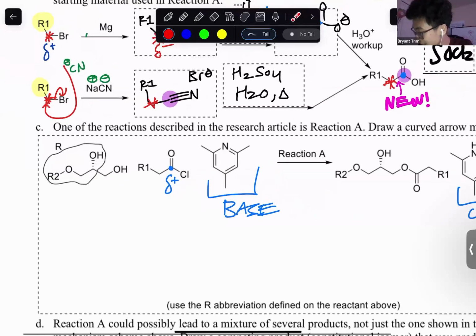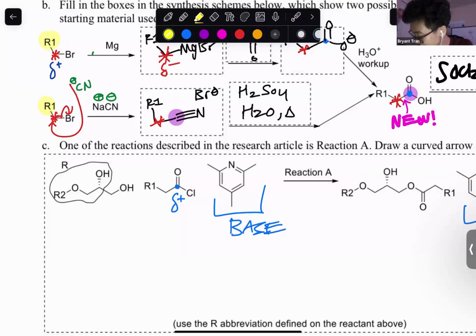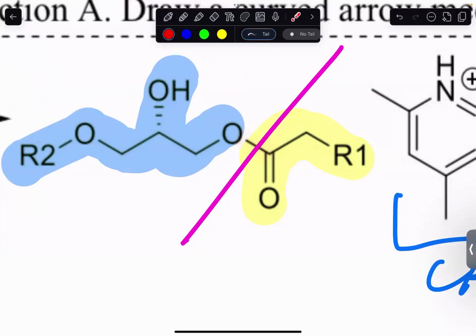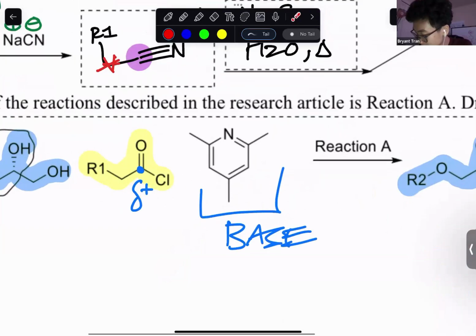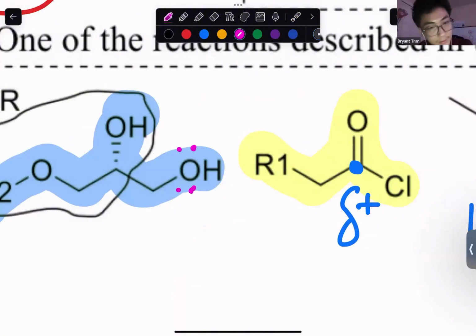Now, if this is our product here, I'm going to highlight this part of the molecule in yellow like this, and I'm going to highlight this whole part of the molecule in blue like that. You notice how this is the new bond that was formed between those two molecules. I'm going to make a disconnection there to show that this chlorine here just leaves as a leaving group, but this alcohol here is my nucleophile.